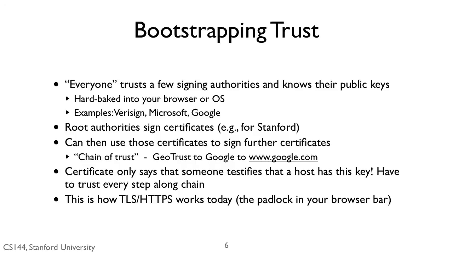So this is how TLS and HTTPS work today when you see the padlock on your browser bar. You connect to a server and it provides a certificate with its public key. If the certificate chain ends in a root certificate authority that you trust, that is, one you already have the public key for so you can verify its signature, then you trust the key in the certificate and encrypt data to the server. I'll explain the details of this in the TLS video.